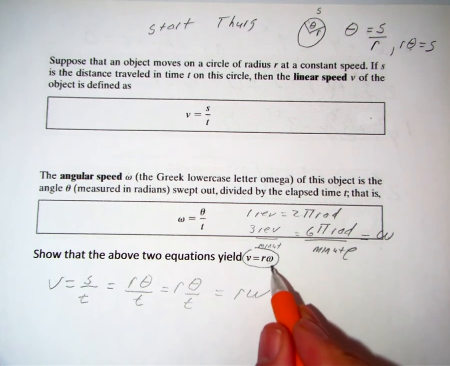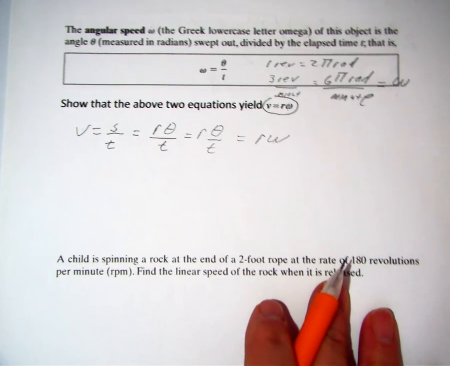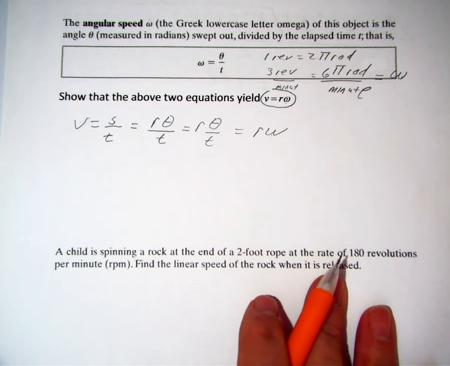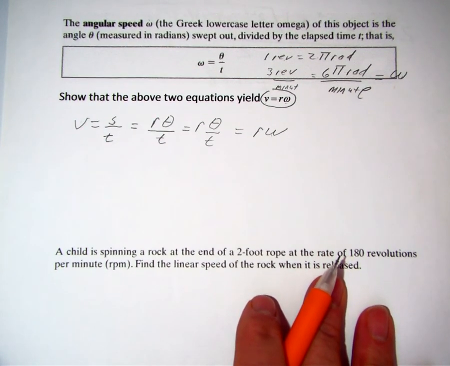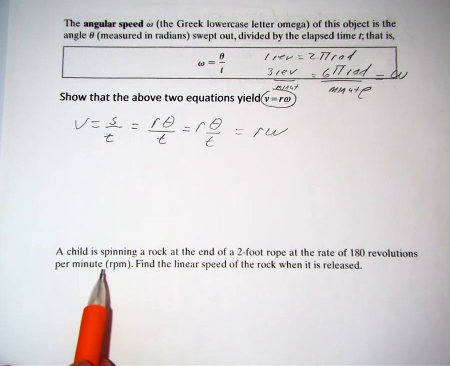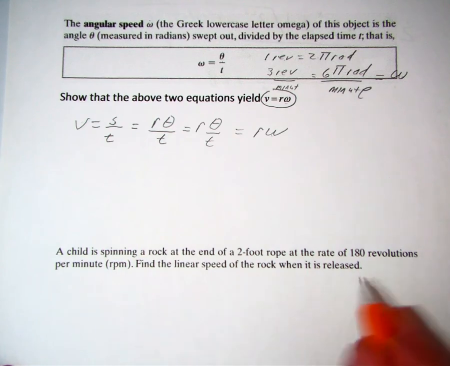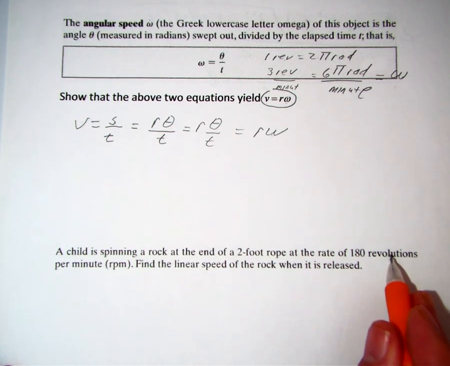All right, now, so folks, this is the connection between velocity, angular velocity, and the radius. So let's take a look at this one right here. A child is spinning a rock. Oh dear, where are his parents? A child is spinning a rock at the end of a 2-foot rope at the rate of 100 revolutions per minute. Find the linear speed.